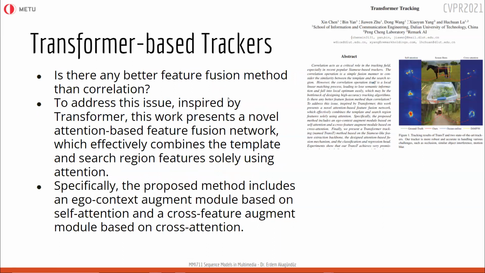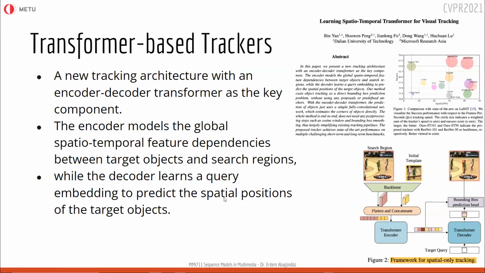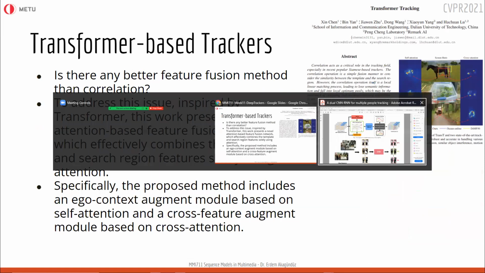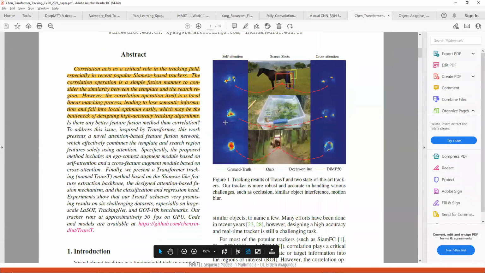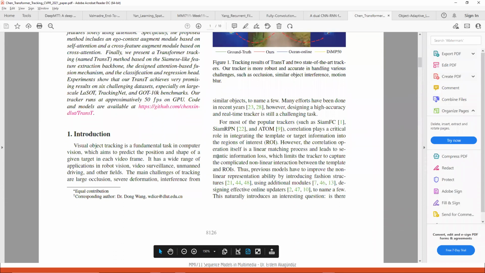To address this issue, inspired by the transformer, this work presents a novel attention-based feature fusion network, which effectively combines the template and search region features solely using attention. Specifically, the proposed method includes an ego-context augment module based on self-attention and a cross-feature augment module based on cross-attention. Okay, so let's go to that paper. Okay, so we're going to get there, don't worry.